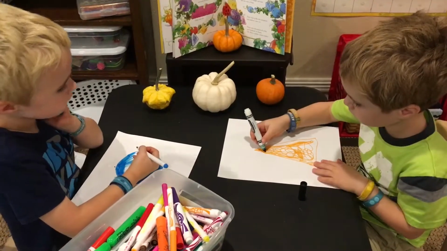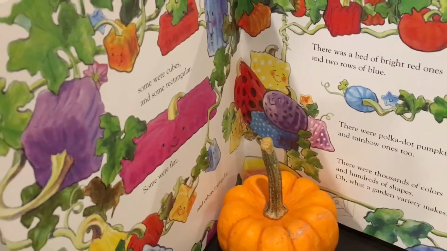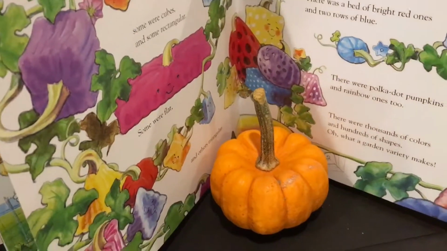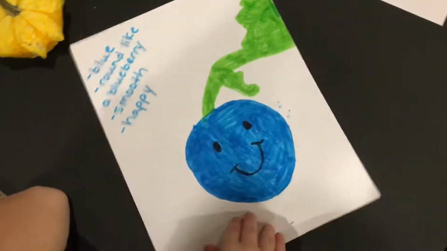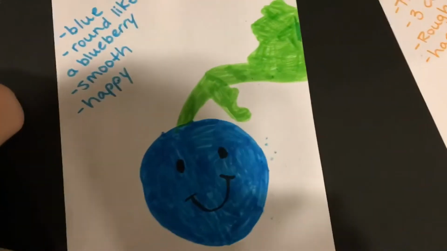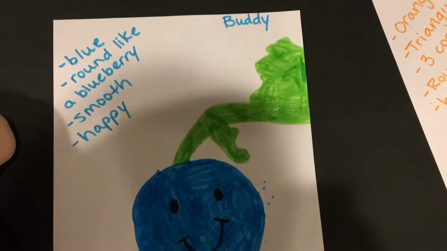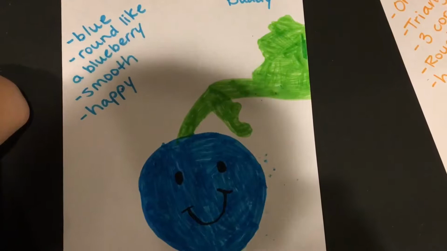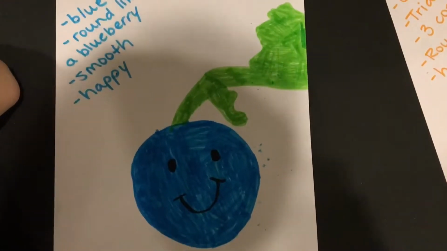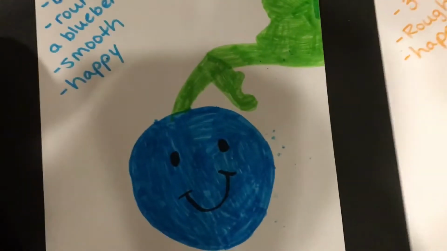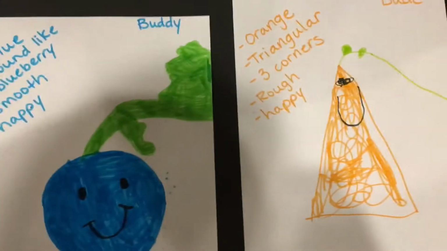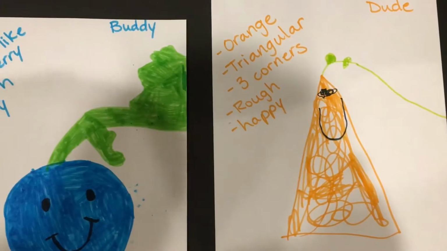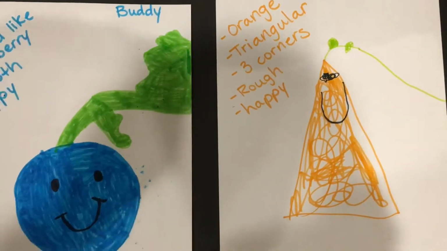So this book does a really good job of describing pumpkins, so using adjective words to describe the pumpkins. So what I had the boys do is they drew their pumpkin, and then we talked about some adjectives or describing words that described their pumpkin. So Buddy did his blue and round like a blueberry, smooth and happy. Dude's was orange and triangular, three corners, rough and happy.